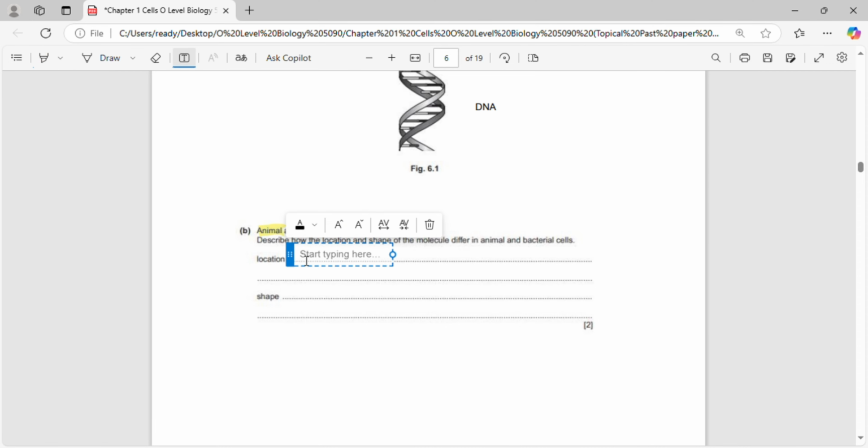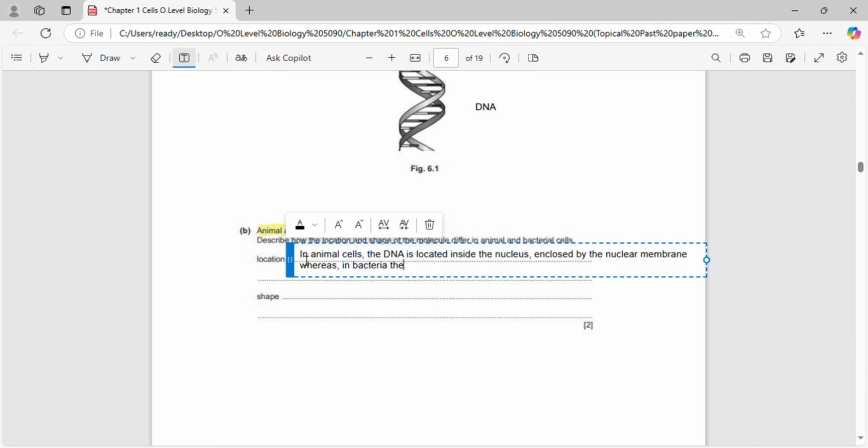The key here is to describe the location and shape of DNA in each of these cells. Specifically, we need to explain how DNA differs in terms of where it's located and its shape in animal cells compared to bacterial cells. For the location, we will write, in animal cells, DNA is located inside the nucleus, enclosed by the nuclear membrane. Whereas, in bacterial cells, DNA is found in the cytoplasm, floating freely without a nucleus.